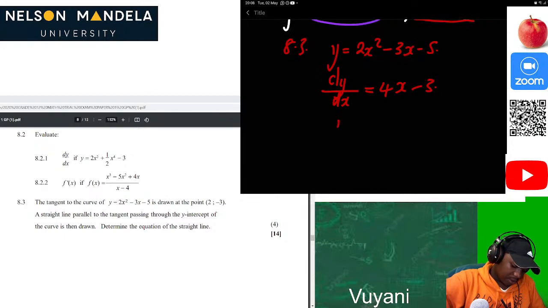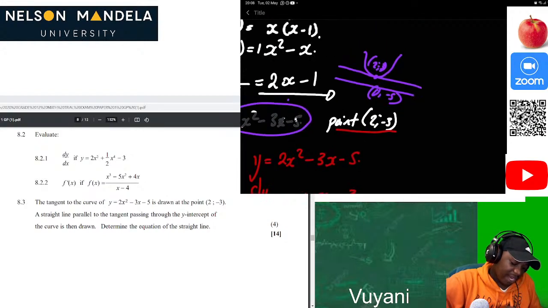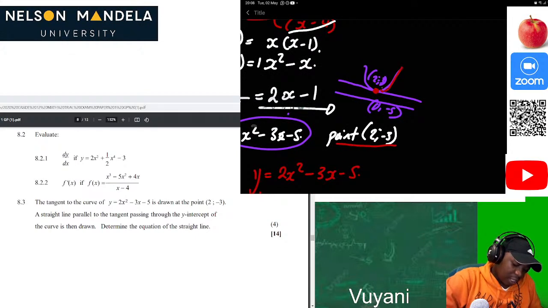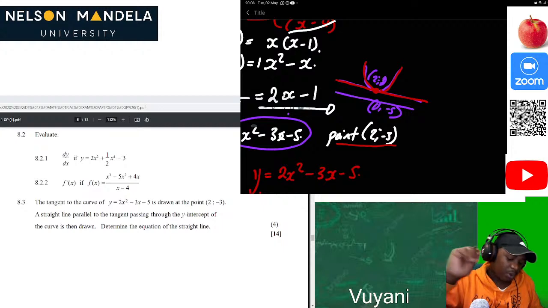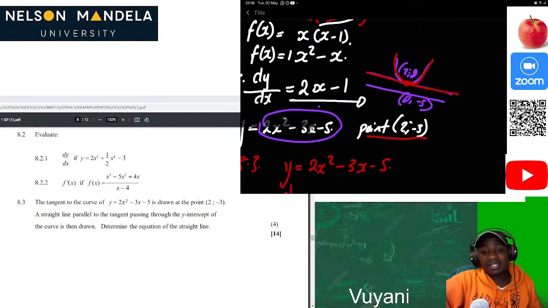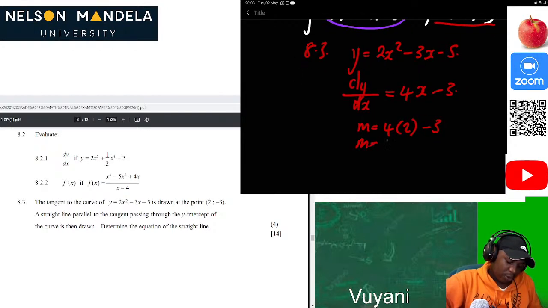So the gradient will be equal to 4 times 2 minus 3. We always look at the x coordinate of the point of contact. Let me draw this so you can see properly: this is maybe our curve and this is our tangent, because we know that a tangent is a line that touches at one point. The point of contact is only one, and they gave us that point, so we use it to our advantage. So m will be equal to 4 times 2 is 8, 8 minus 3 is equal to 5. So that's the gradient.